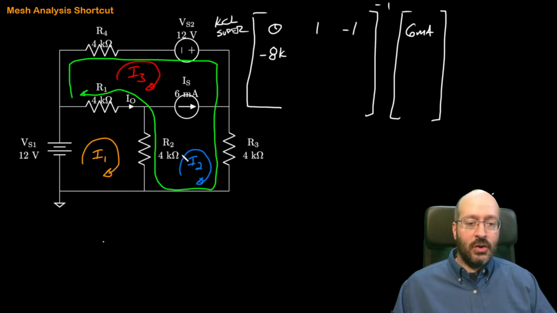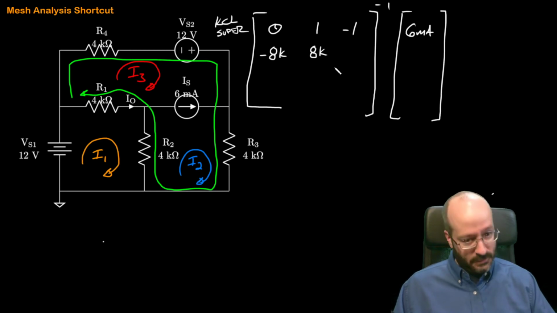What does I2 touch that's on the super loop? It looks like it touches these 2 4Ks, and I2 is part of the super loop, so that one's just going to be 8K. And then what does I3 touch that's on the super loop? It looks like it touches these 2 4Ks, and it is part of the super loop, so it's going to be positive 8K.